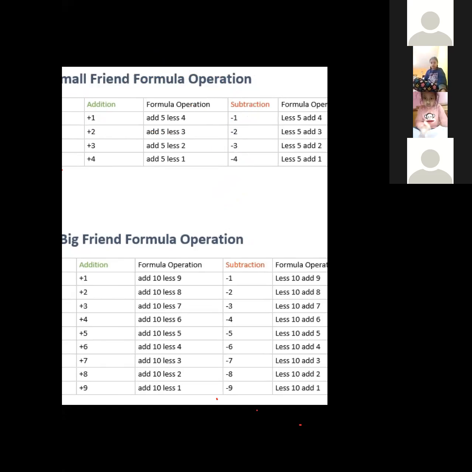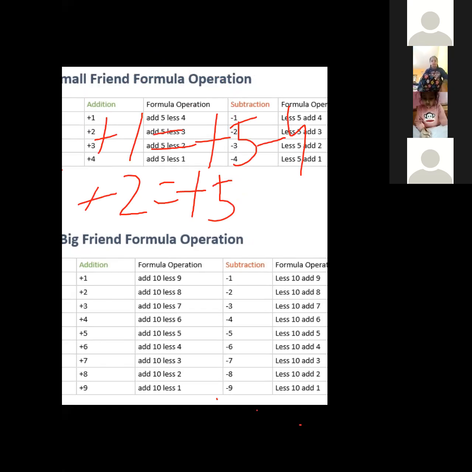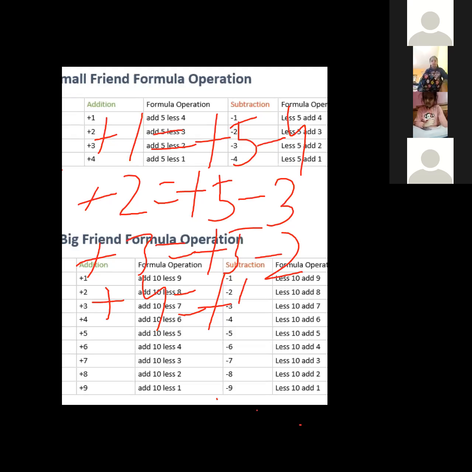I'll write. +1 is equal to +5 minus 4. This you have to say. +2 is equal to +5 minus 3. +3 is equal to +5 minus 2. +4 is equal to +5 minus 1.